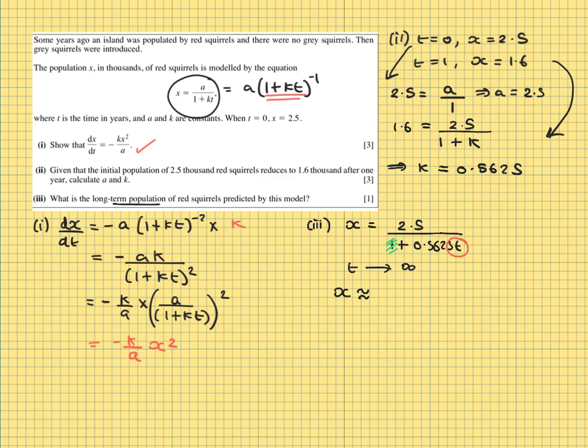You'd end up with a very large denominator. So in fact, this 2.5 doesn't become very important either, and x ends up being approximately 0. So as t approaches infinity, x approaches 0, so the long-term population is 0.